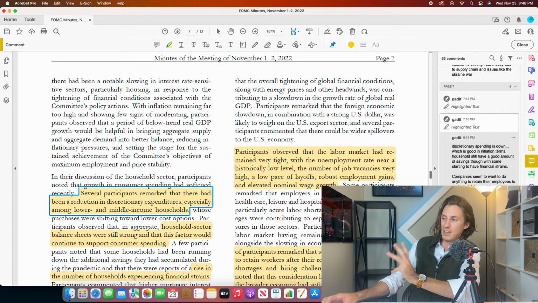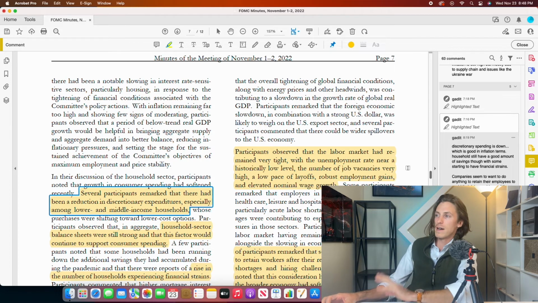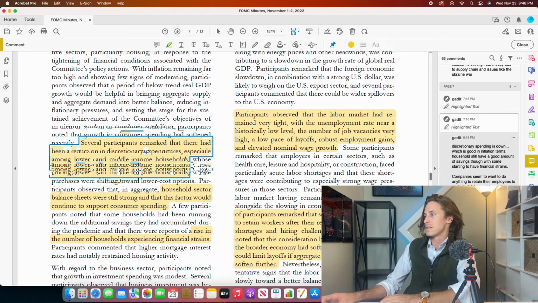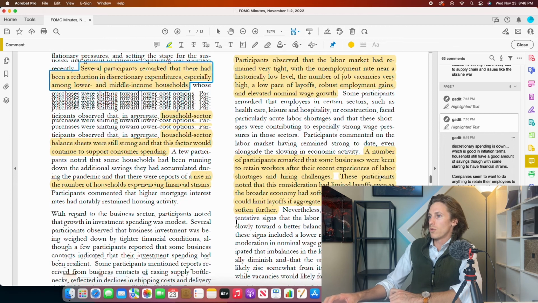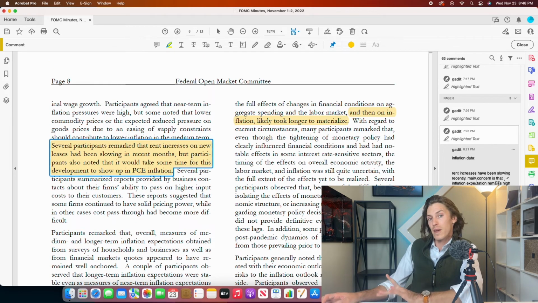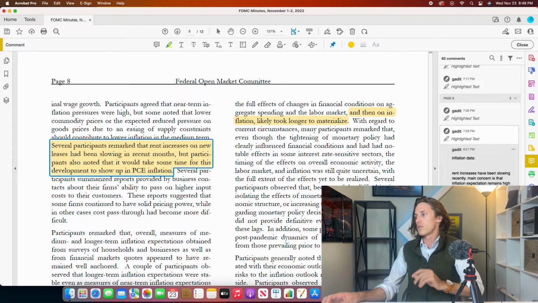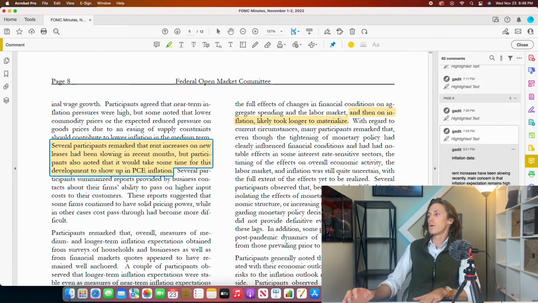So this is just a general opinion that I have, not financial advice, but I hope it makes sense. On to the next notes that I wrote here. Rent increases have been slowing recently, which is good news in terms of inflation. The main concern is that inflation expectations remain high and above the 2% level, on top of the lagging effect of monetary policy. Raising too much now could have a drastic effect in the future, but not immediate ones.